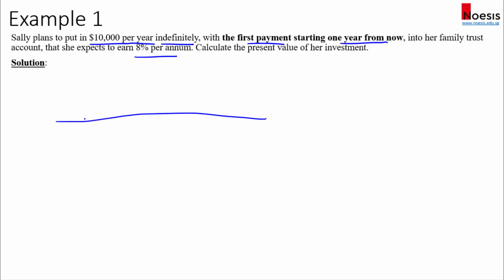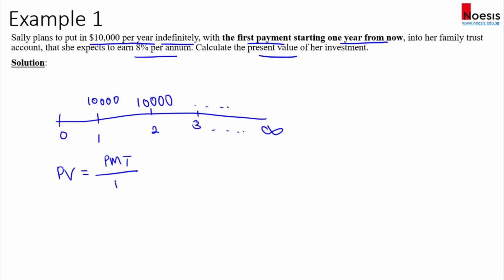On the timeline basis, at time 0, of course, then at time 1, Sally will put in 10,000, and then at time 2, there'll be another 10,000. And this will go on in year 3, 4, and 5, and up to infinity. So if you want to find out the present value of her investment of $10,000 forever, the formula for this PV will be the annuity amount divided by the interest rate. So that would give us $10,000, then we'll divide by 8%. So that will be equals to 125,000.